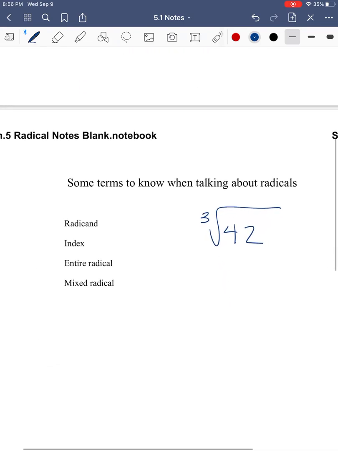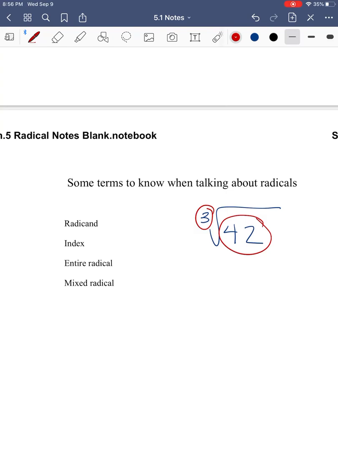So moving on, after you've done that, some terms to know when talking about radicals. We've got a radicand, and the radicand is whatever is under your root. The index, that is the little number that sits out front. That's where last year I would have talked about your groups of things or your greatest perfect square. In this case, you'd be looking for perfect cubes.